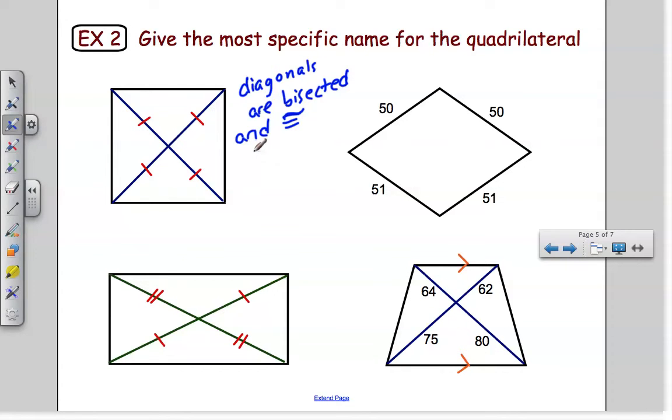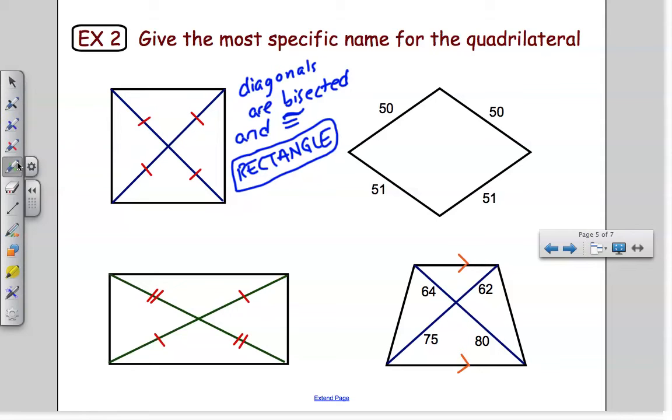Is that as specific as I can get? I don't think there's anything that tells me this is a square. All it is, is diagonals are bisected and congruent. So I'm going to have to stick with rectangle. I don't know that all the sides are congruent. I don't know that it's a rhombus, where the diagonals are perpendicular or bisecting the angles. So all I can do here is say rectangle. It's the best name I can get without assuming anything.